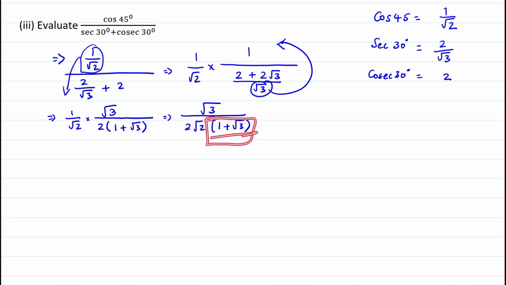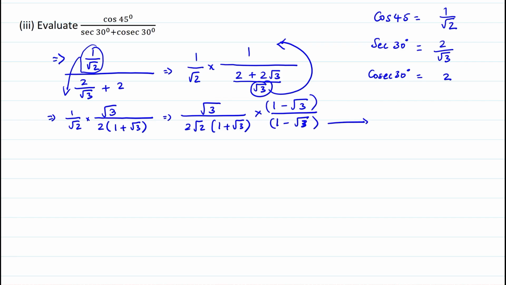So, first let us concentrate and remove 1 plus root 3. Now, what we do is multiply and divide by the conjugate of the denominator. So, the next step will be conjugate of denominator is 1 minus root 3 divided by 1 minus root 3. Okay.